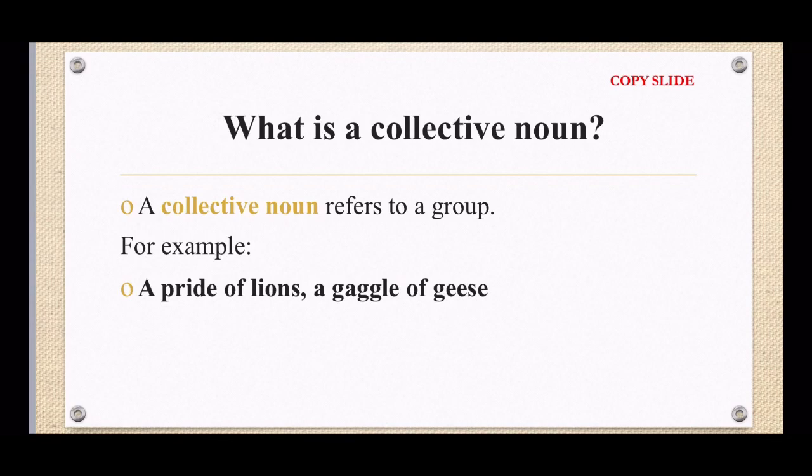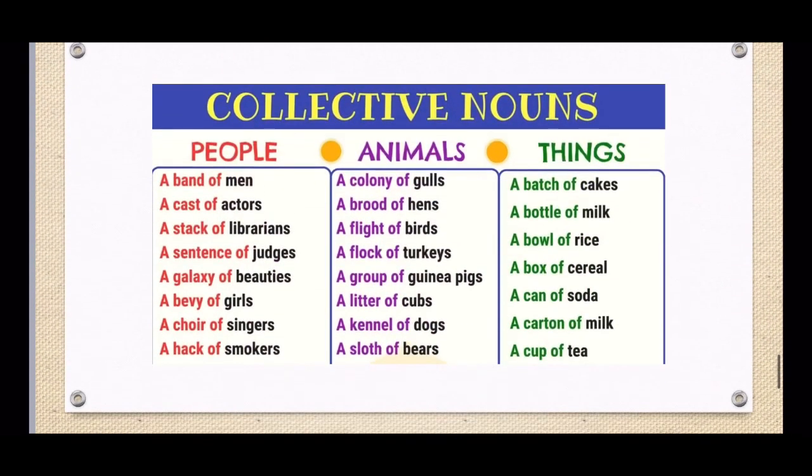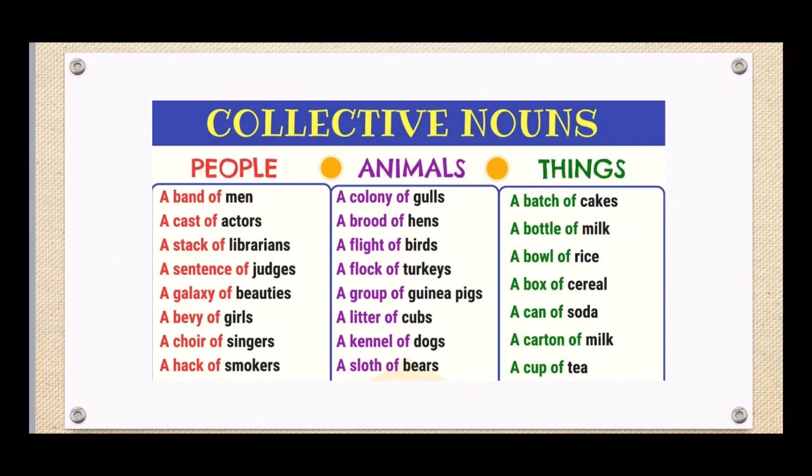Also don't forget to copy the slide in your book. Let's look at some examples. We have examples of people, right? We can have a band of men, a bevy of girls, or a choir of singers, right? So you see how they're grouping people together. Then let's look at animals. We can have a flock of turkeys, a litter of cubs, or a kennel of dogs, right? Once again, we can see how animals are put in a group.